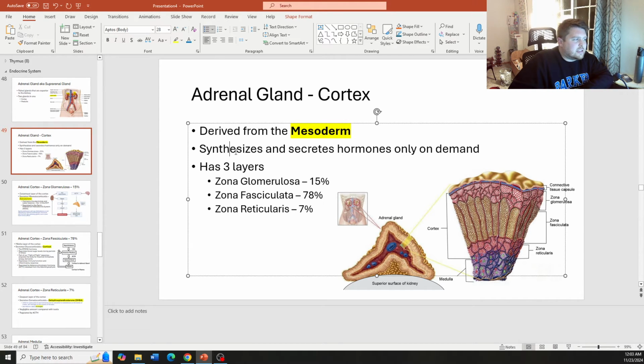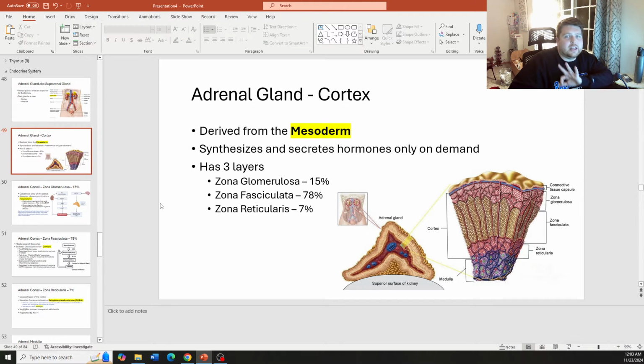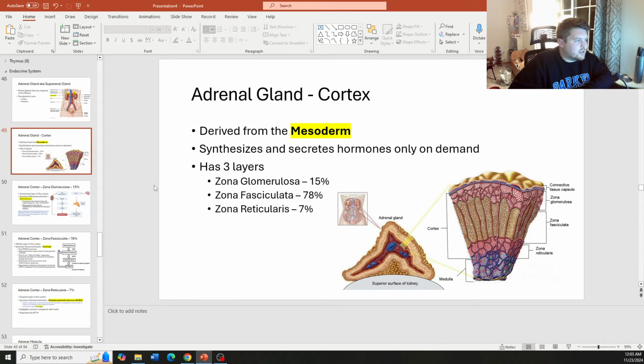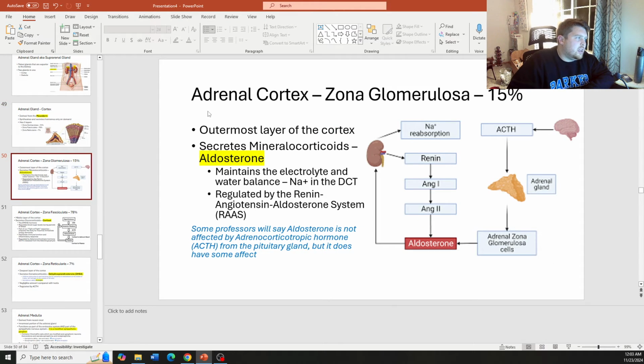And the adrenal gland synthesizes and secretes hormones only on demand. There are 3 layers. The outermost layer is the zona glomerulosa. It's about 15% of the cortex. The zona fasciculata is the largest at 78% of the cortex. And then the zona reticularis is about 7% of the cortex. We're going to break each of these down individually.